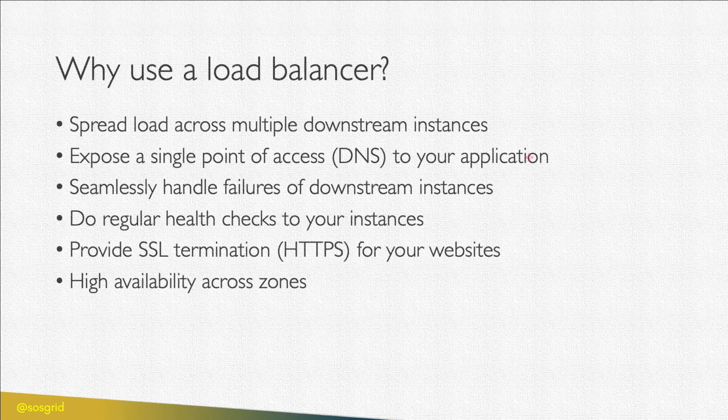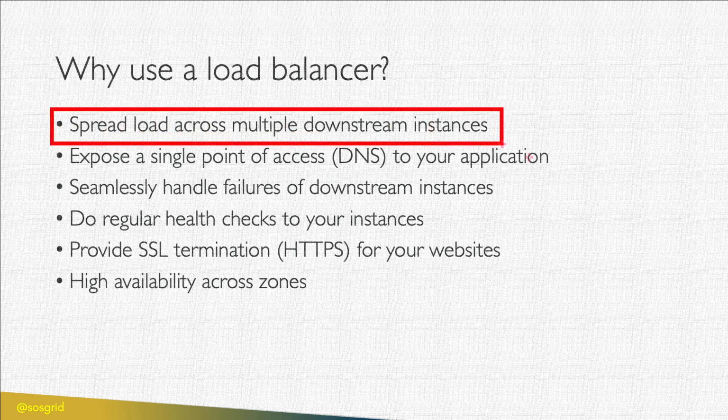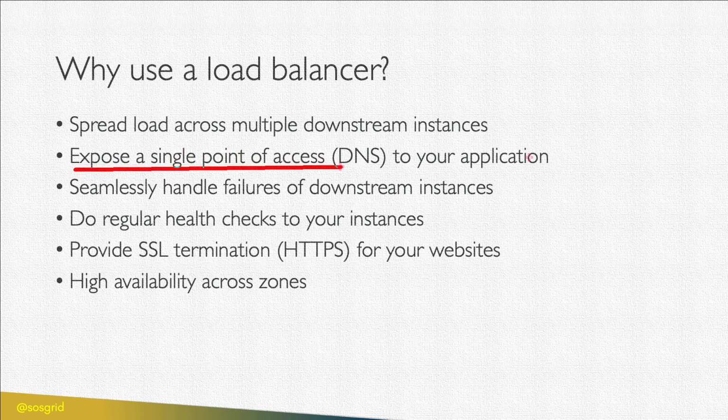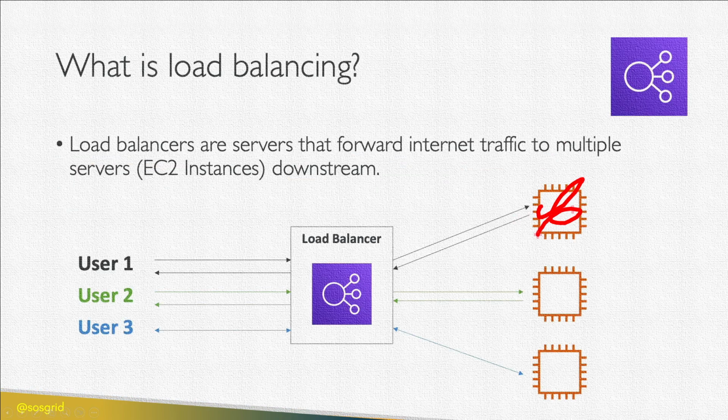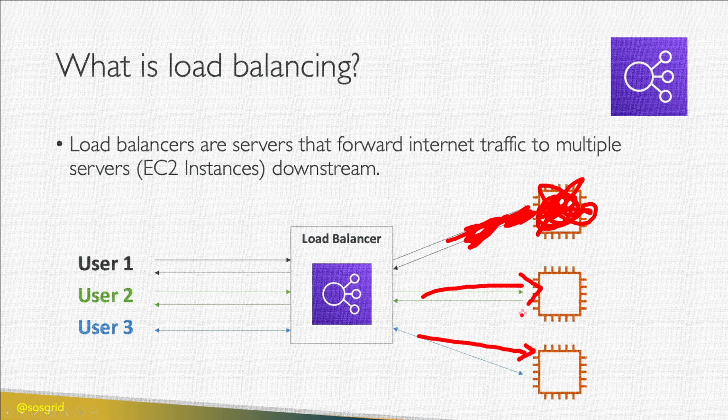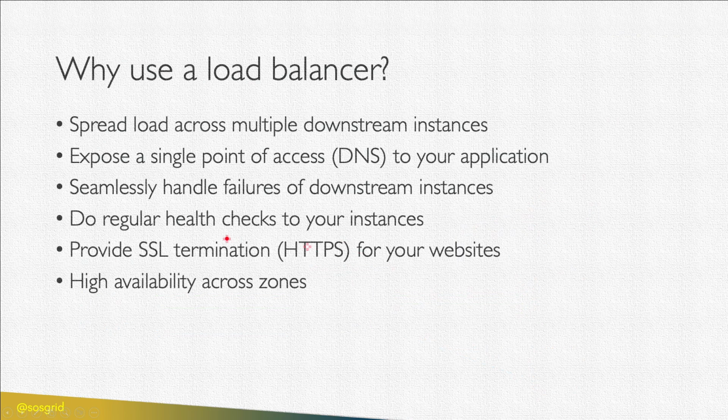And why do we actually use a load balancer? Of course, it's something you already know. We use a load balancer to spread load across multiple downstream instances, and it exposes a single point of access, specifically DNS, to your application. We'll talk about that in a second. It also seamlessly handles failures of downstream instances, and does regular health checks on your instances. So for example, if one of these instances is down, the load balancer does not distribute any traffic to this server. It only distributes traffic to the 2 healthy servers. So it does health checks, which is really nice.